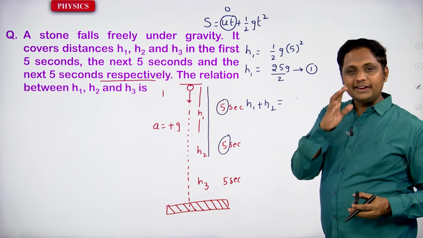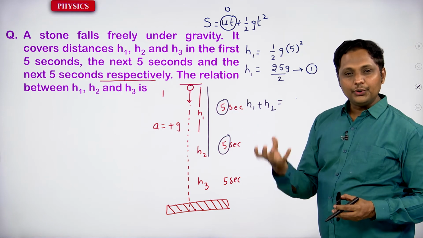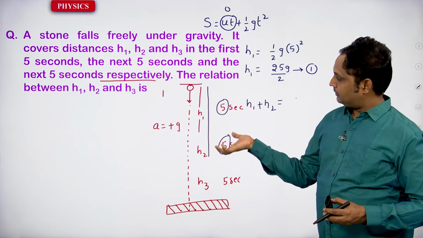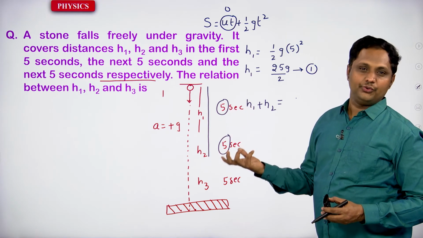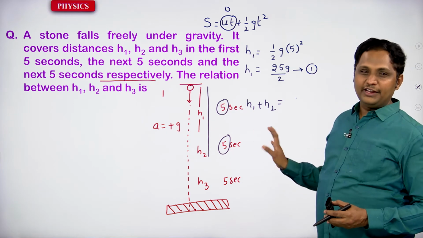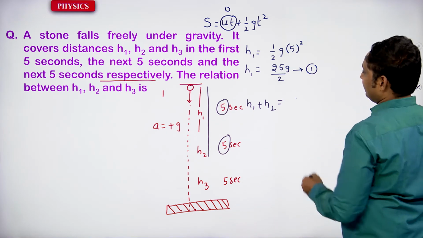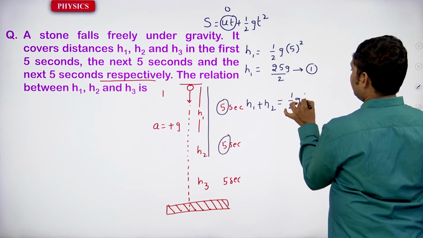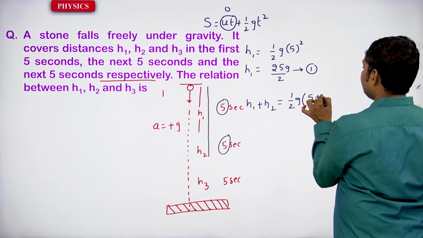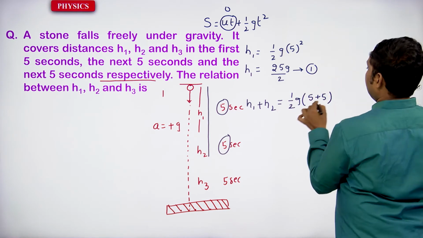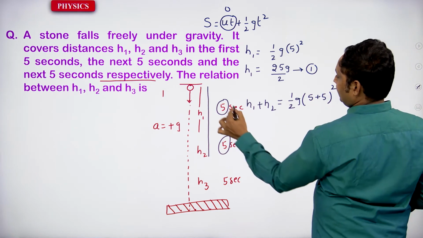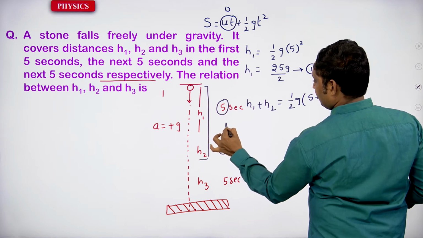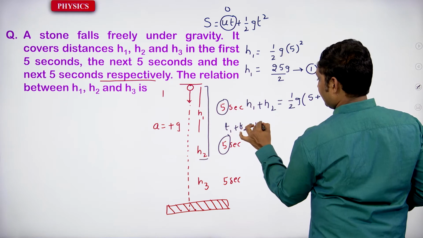In order to frame the relations among the parameters, you have to take the addition and have some combination, that is going to be H1 plus H2, H1 plus H2 plus H3. Then only you have framed the relation, right. Now, it is very clear, that is going to be 1 by 2 G into, what about here, 5 plus 5, that is going to be 10 seconds for H1 and H2, that is T1 plus T2, that is 10 seconds, all right.